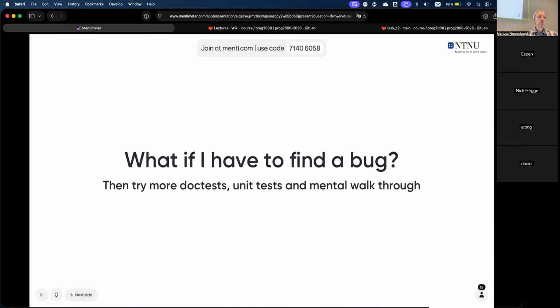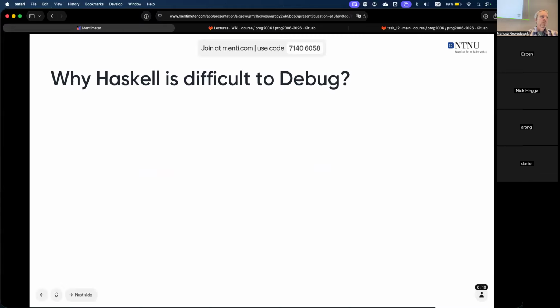So what if you have to find a bug? Well, write more tests. Maybe the test will reveal where the bug is. Maybe you missed some edge conditions and stuff like that. And then do mental walkthroughs. Start with that. If that does not help you, if you haven't found the bug, then you have to do debugging, right? So why is debugging in Haskell difficult? What are the reasons why debugging Haskell is difficult?